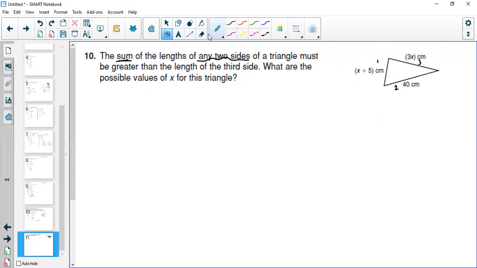Now it's totally up to you. Not necessarily you need to name it in the same order. They said any two sides length. So you could take this as 1, this as 2, and this as 3 also. It's totally up to you. So I'm going to add this side and this side. They said it should be greater than the length of the third side. So let me name this side 1, side 2, and side 3.